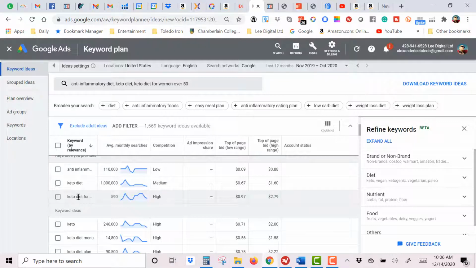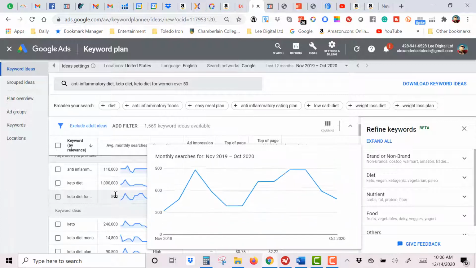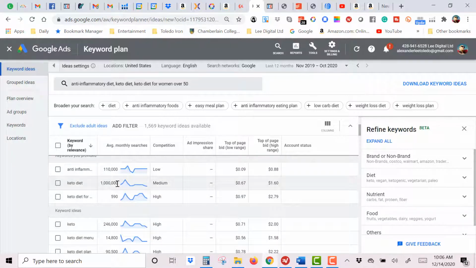And I also want you to look at another keyword here, keto diet for women over 50. Keto diet for women over 50. I want you to see the contrast between a general keto diet and a keto diet specifically. You're going down to the level of very targeted market of only women and only women of over 50. Just look at the search results, only 590 searches compared to 1 million.